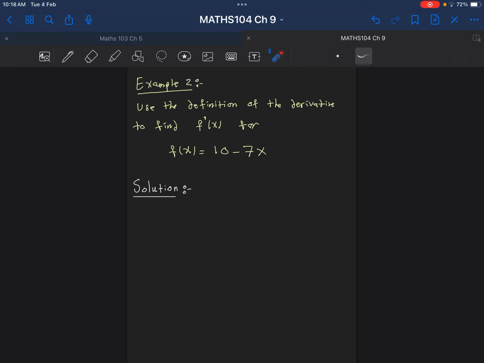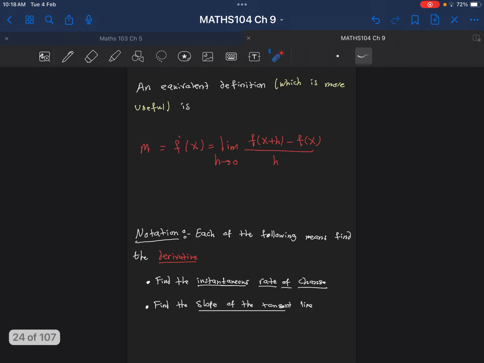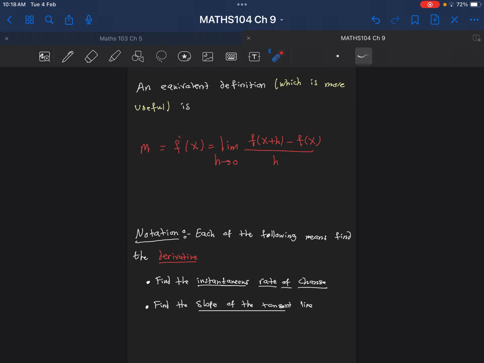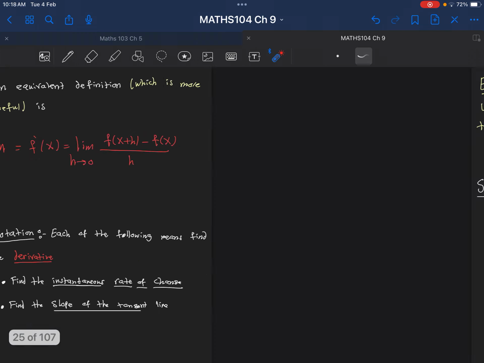Hello and welcome students to several examples of how we use the definition of derivative to find f prime of x if we are given f of x. Now, what do we mean by definition of derivative? The definition of derivative means we need to find the derivative using the limit. So f prime will equal this limit. We need to evaluate this limit as we just did in the previous lesson.